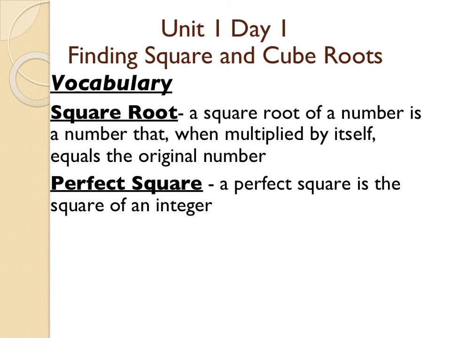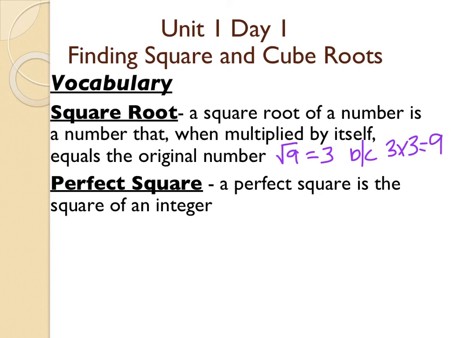Our first vocabulary word is square root. A square root of a number is a number that, when multiplied by itself, equals the original number. So, for an example, if I take the square root of 9 equals 3, because I know 3 times 3 equals 9.